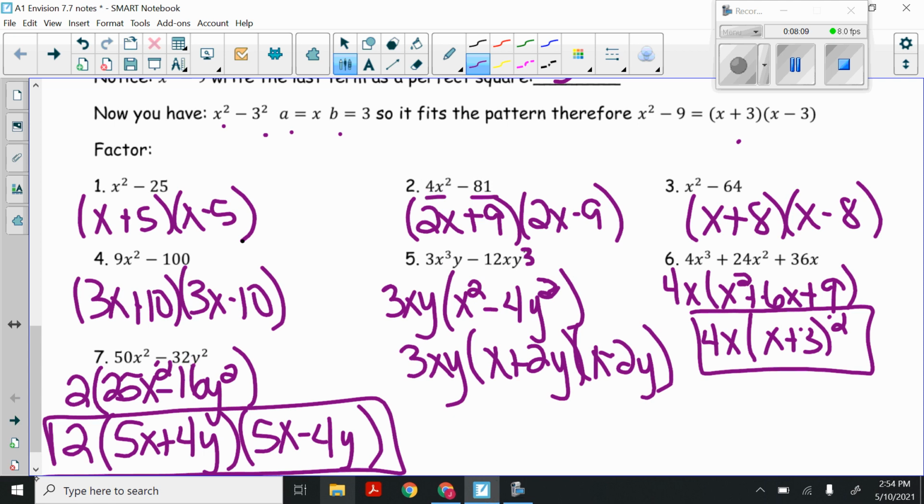Your homework will be the 7.7 worksheet and then also the test review.